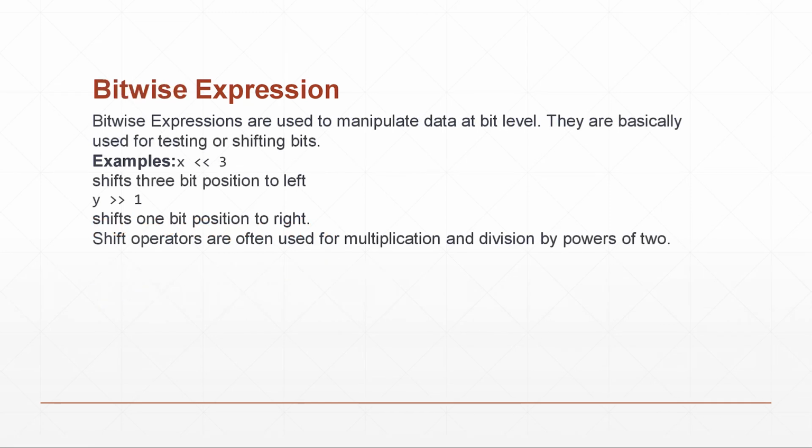Bitwise expression. Bitwise expressions are used to manipulate data at bit level. They are basically used for testing or shifting bits. For example, x less than less than 3 shifts 3 bit positions to the left, y greater than greater than 1 shifts 1 bit position to the right. Shift operators are often used for multiplication and division by powers of 2.